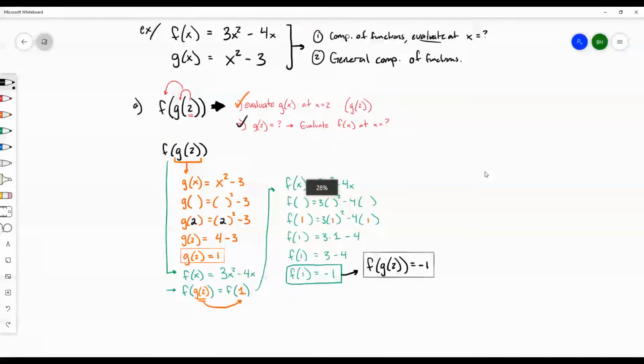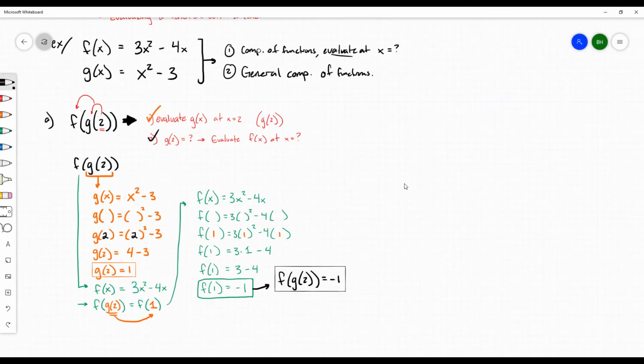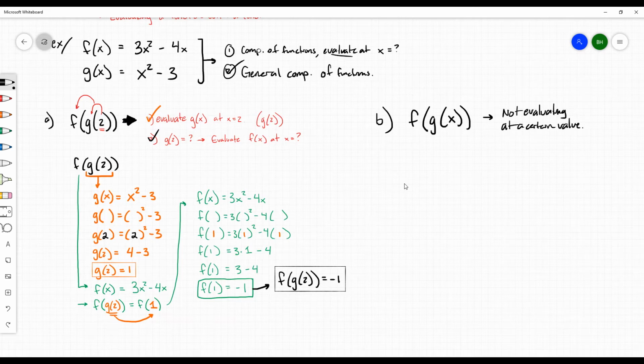Now, the next piece of this is going to be using the same functions, but now looking at the general composition of functions. So we're going to do another example here, and this one is going to be, let's say, f of g of x. Just so it looks kind of similar to the very first one that we did over here. And this time it's going to be f of g of x, which means we do not have a specific value. We are not evaluating at a certain value or at a certain point, which means we need to find the general composition of functions, which means I'm going to take this g of x, this whole thing, and I'm just going to plug it straight into f of x. So let's see what that looks like.